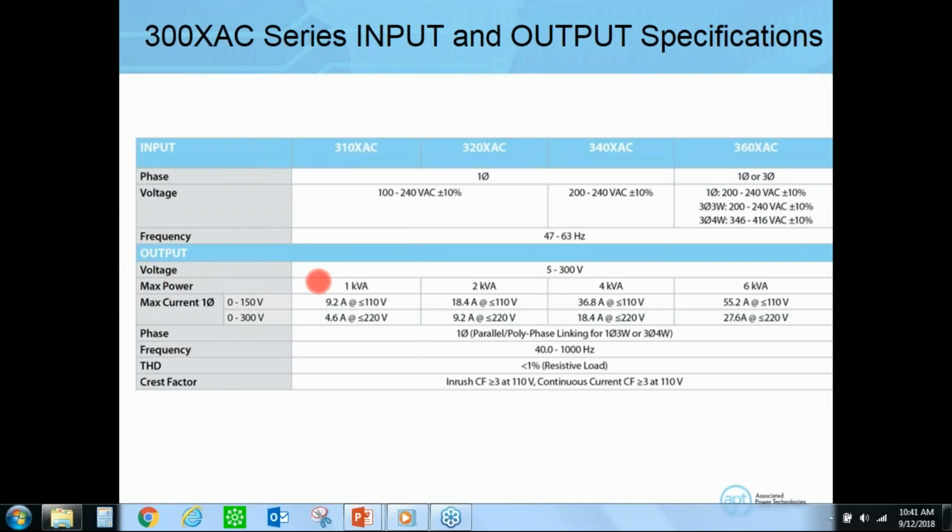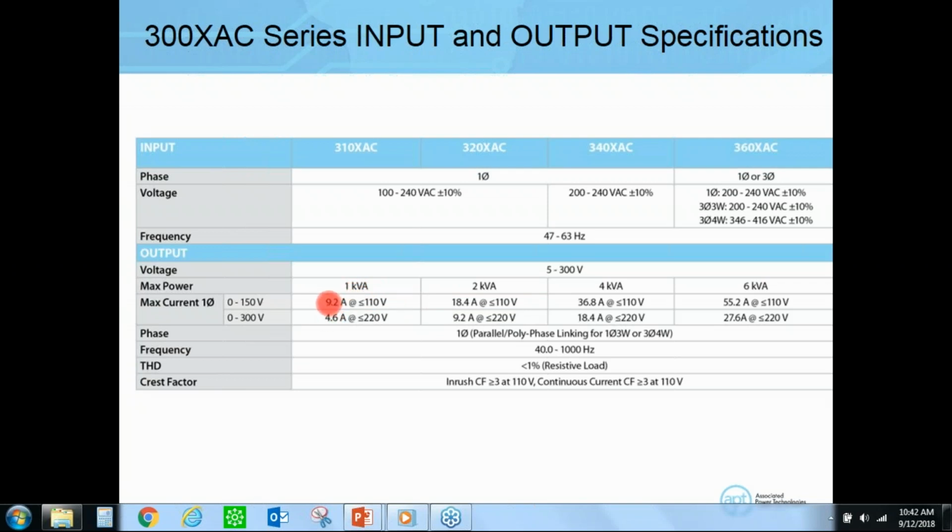Each instrument has its max power rating, a 1 kVA power supply, 2 kVA power supply, and so on. The way we get this power rating is that we multiply the max current it could do and the voltage it could do that current at. So this power supply could deliver 9.2 amps at 110 volts. That makes it a 1 kVA power supply. So if your product specification label says 800 VA, this power supply may be able to meet your requirements for 800 VA.